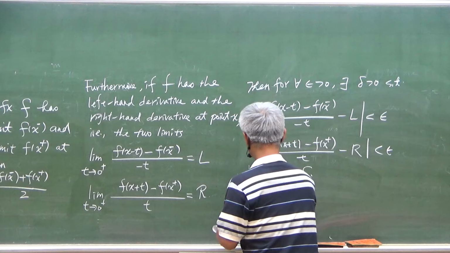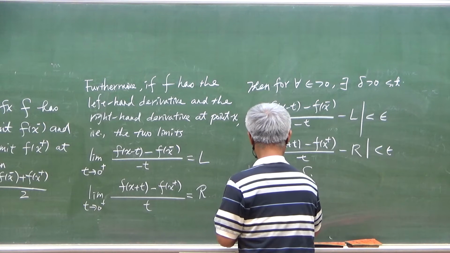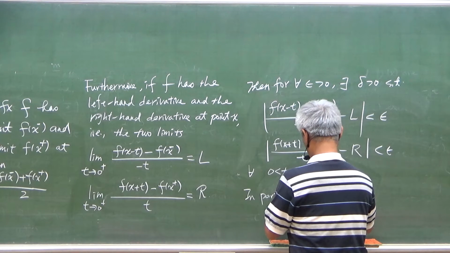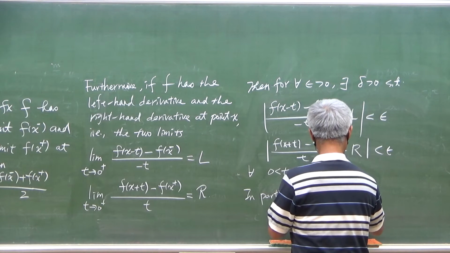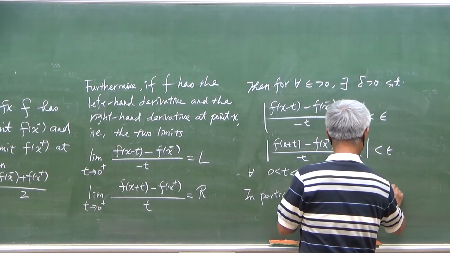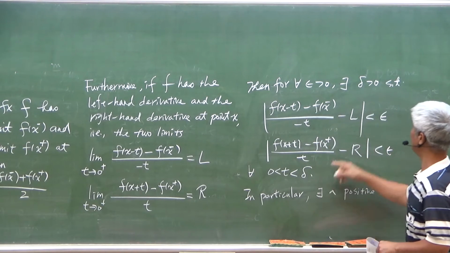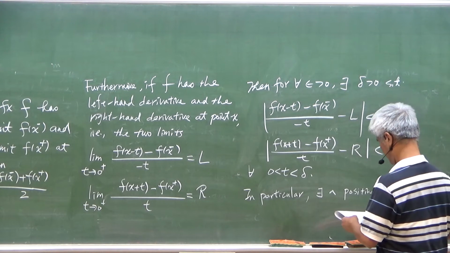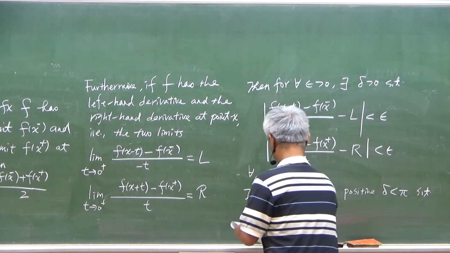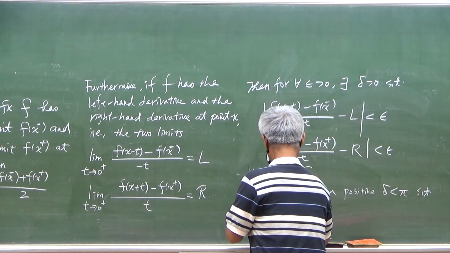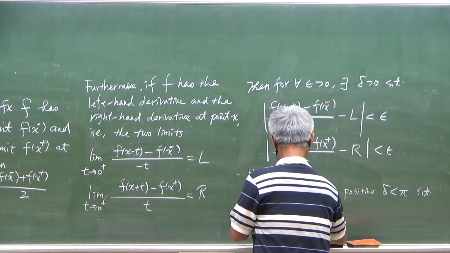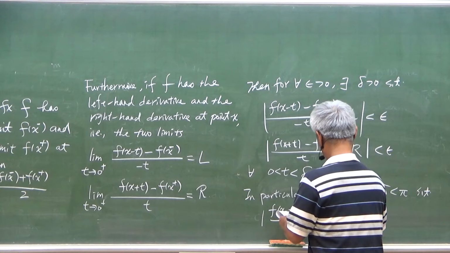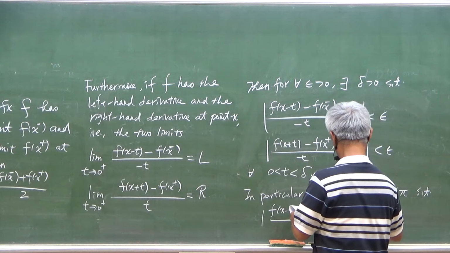Now, in particular, I choose a positive delta less than pi. So I choose delta small enough, such that f(x-t) minus f(x-) is less than 0 plus epsilon.